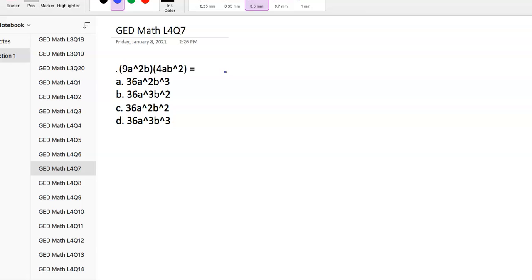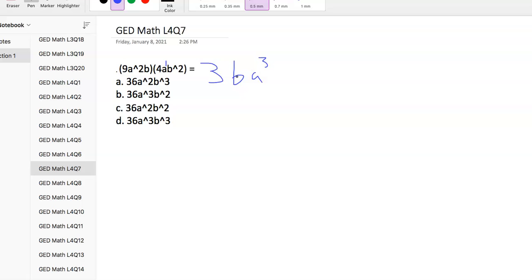Okay, so we got 9a squared b times 4ab squared. So 9 times 4 is 36. When we are multiplying exponents, we add them. Okay, so we have a squared, and then really a is the same as a to the first. So a squared times a is a to the third.